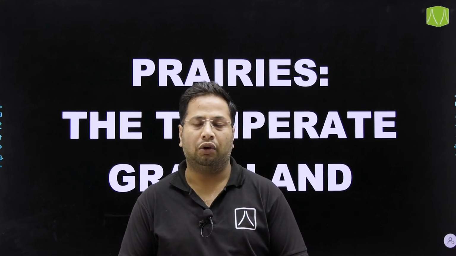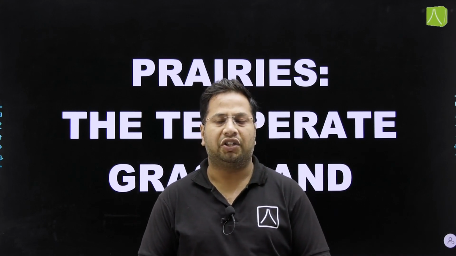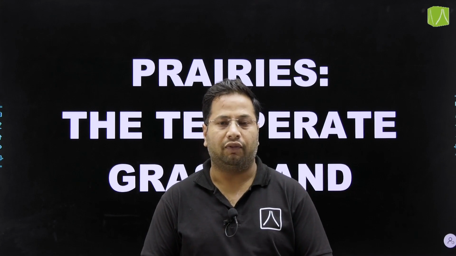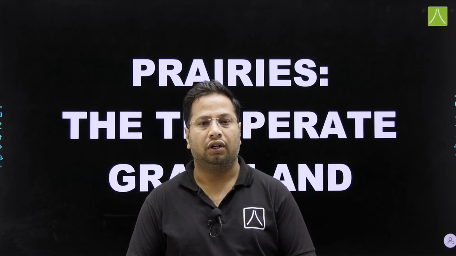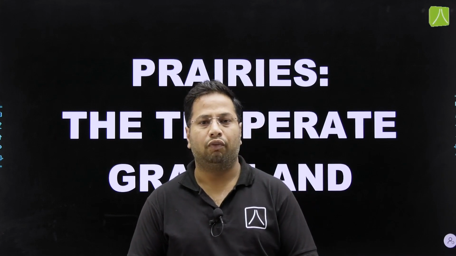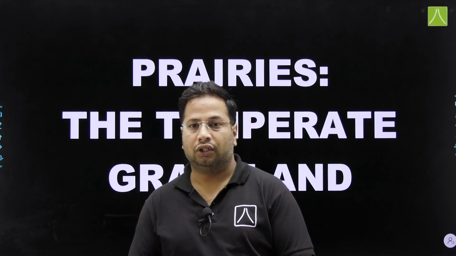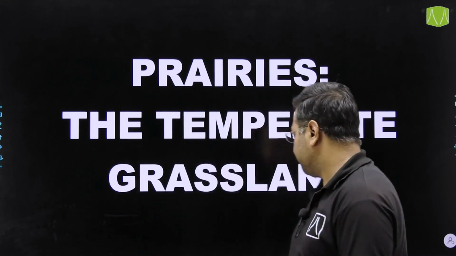We are going to read about the prairies, the grassland, the vegetation which is found in prairies, the wildlife which is found in prairies, what the prairie people do these days, what are the crops grown in prairies, and what are the wildlife and plants which are found in prairies. So let us start with the chapter.